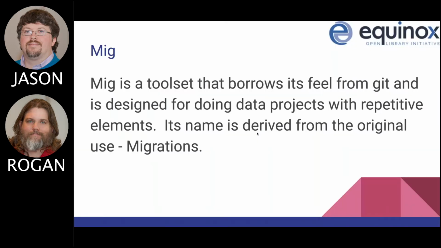Mig is a tool set that borrows its feel from Git. By that, we mean that it is a command line tool. It is kind of a wrapper for other more specialized tools. Jason will talk later about things like Mig add, Mig remove, stuff like that. Mig is simply an abbreviation for migration. It was originally developed as a migration tool set and lives inside a larger migration tool repository.